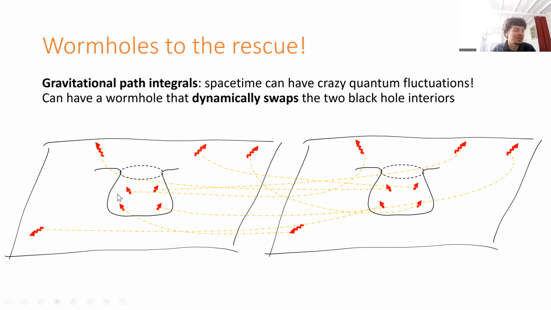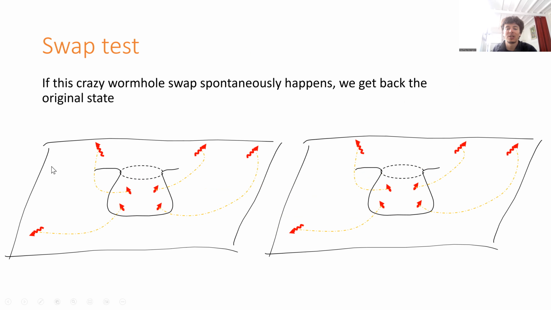So this is just some process that has to be allowed to happen in quantum gravity because of the quantum mechanical nature of it. And if it happens, then what goes on? Well, now we swapped over all the left interior onto the right, and the right interior into the left. Now everything has got swapped between the 2 sides. So now it really does look like we're in the same state we started with, right? Now the left radiation is entangled with the left interior, the right radiation with the right interior. We're back in the same state we started with. So if this crazy wormhole swap just spontaneously happens at the same time that we try to swap over our radiation between 2 sides, then we get back the original state.